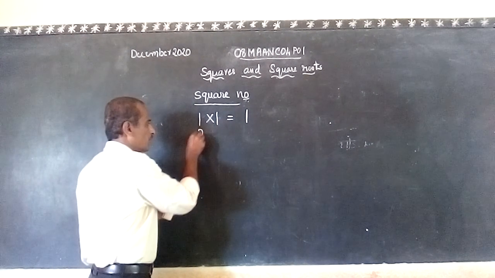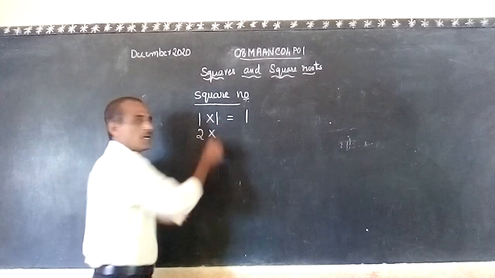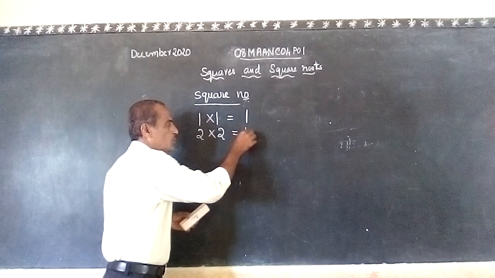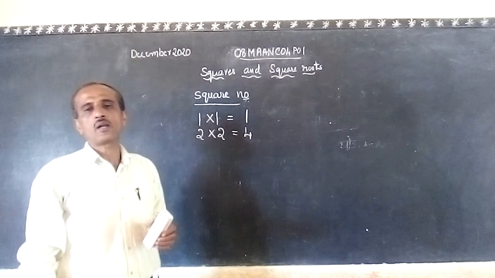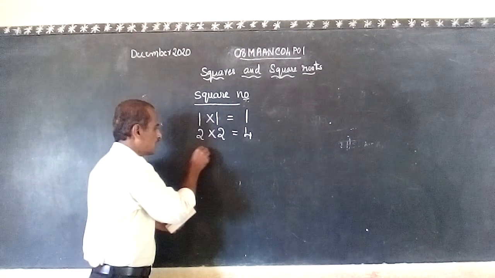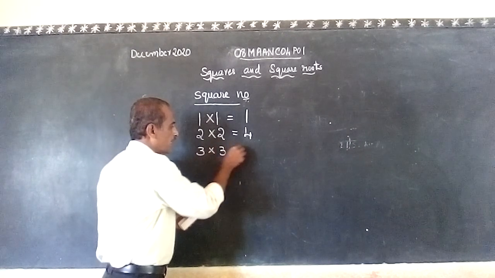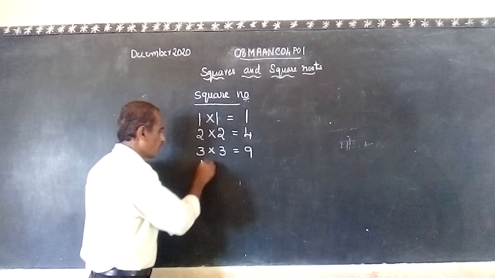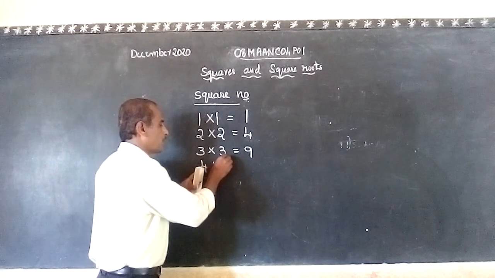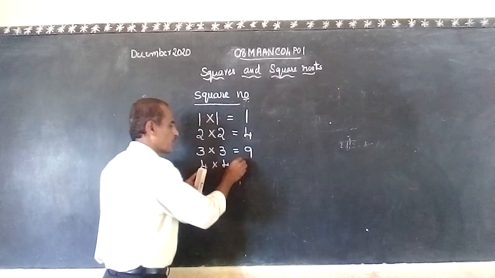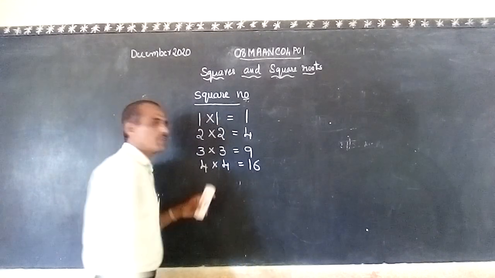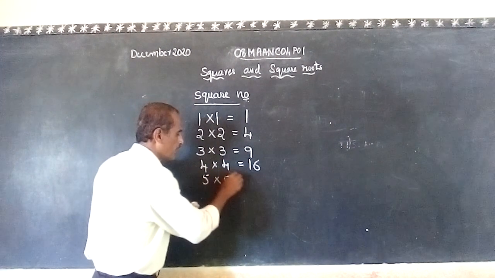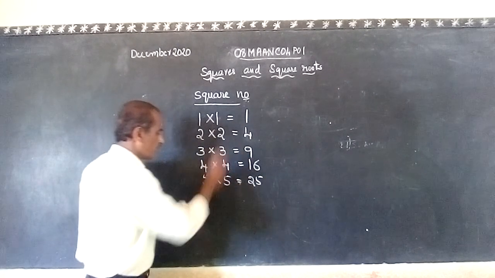Now let us take the next number, 2. If 2 is multiplied by the same number, that is 2, you will get 2 into 2, 4. 4 is a square number. Look at the next number, 3. If you multiply by 3, you will get 9. 9 is a square number. And the next number is 4. If 4 is multiplied by the same number 4, you will get 16. Therefore, 16 is another square number. In the same way, 5 multiplied by 5 gives 25. 25 is a square number.